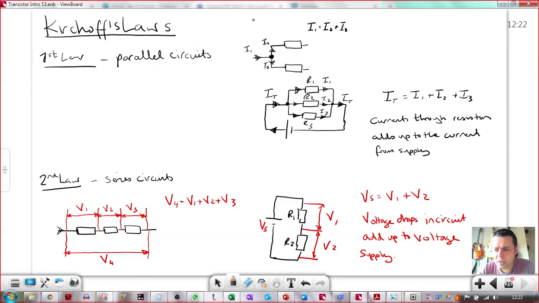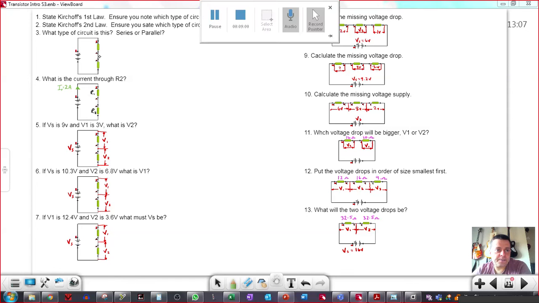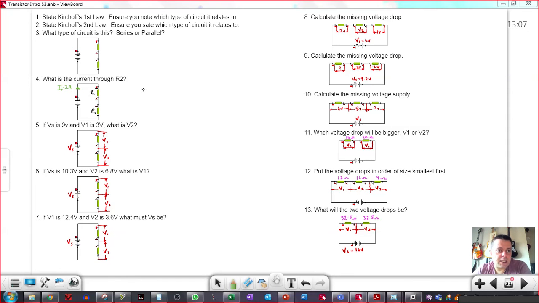Let me see if I can come up with some questions on this. Give me a second. Right, okay, so here's a bunch of questions for you. So just state the laws. What type of circuit is this? Can you recognise it? What is the current through R2? I'll refer to the content in the video for the answer to that.